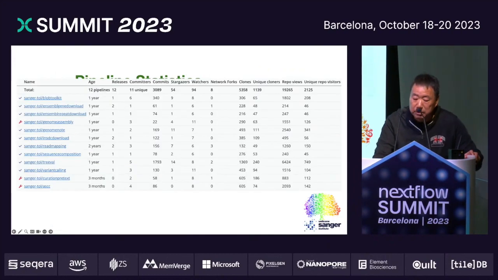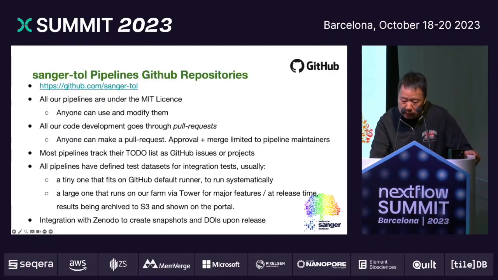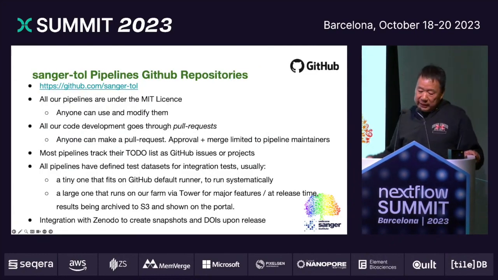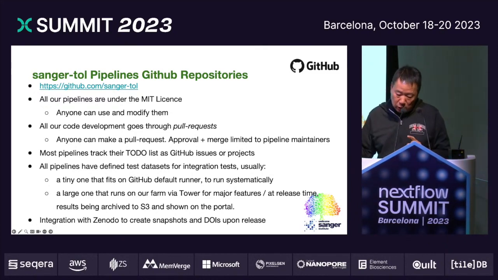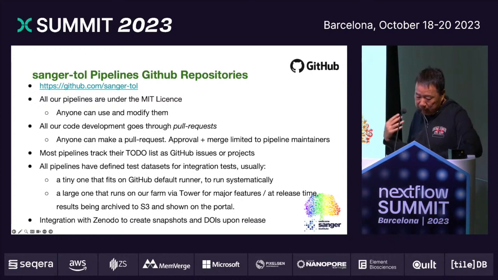Except for the pipeline portal, you can find all our pipelines in the GitHub repository as well. Our organization name is Sanger Tol. Tol is Tree of Life. All the pipelines are available under the MIT license, so you can download or modify them.